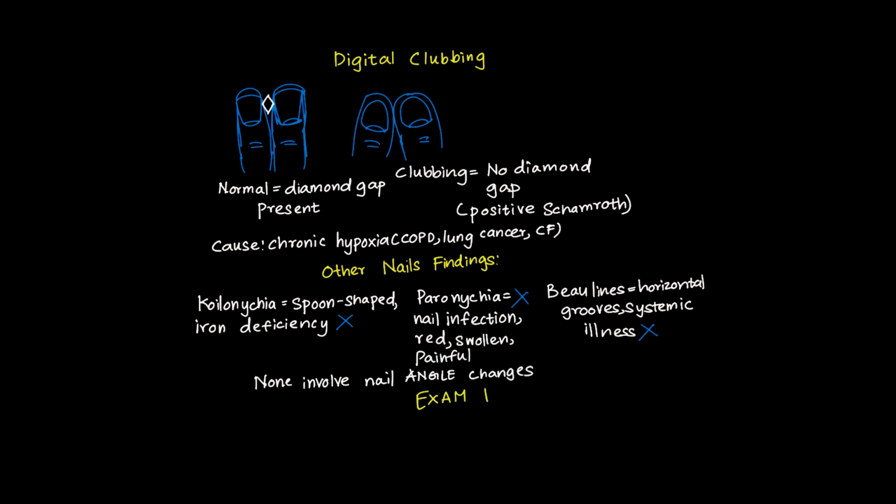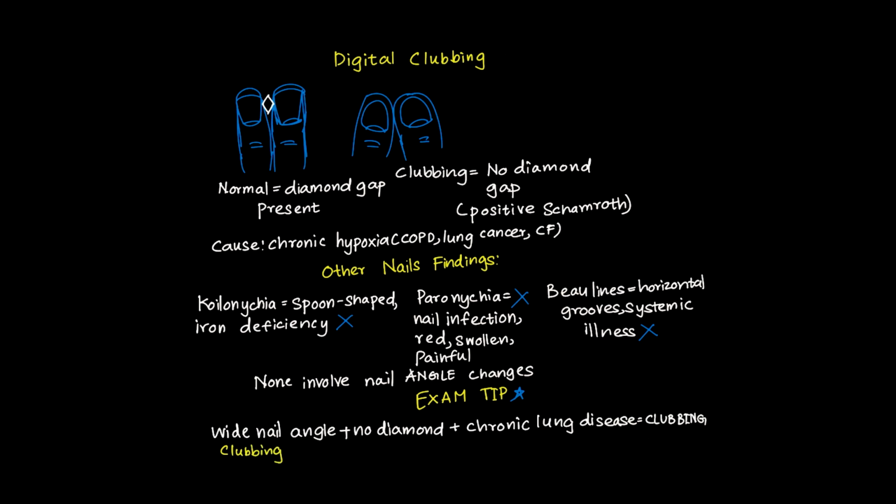Here's a WGU D443 OA exam tip for you. Widened nail angle plus absent diamond gap plus chronic respiratory disease equals clubbing. Quick recall hook: clubbing closes the diamond. No diamond, no good. Think chronic hypoxia.